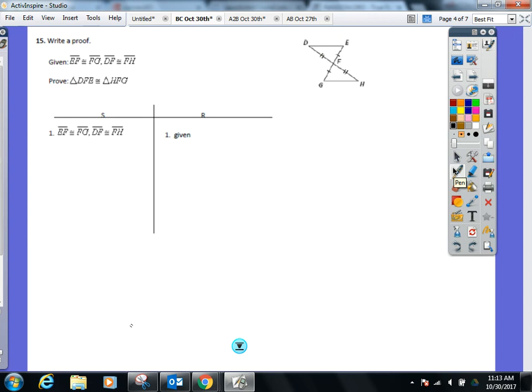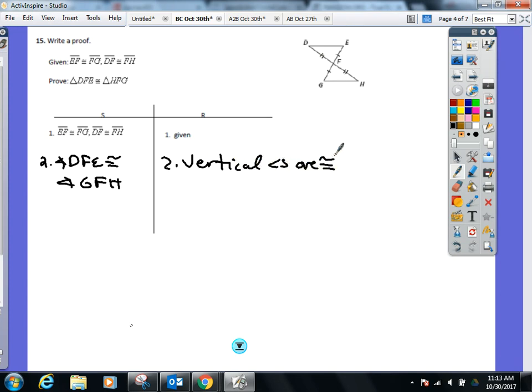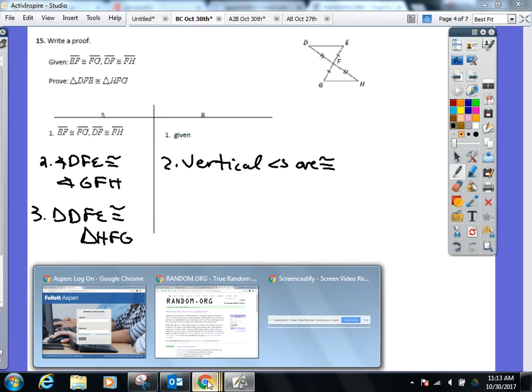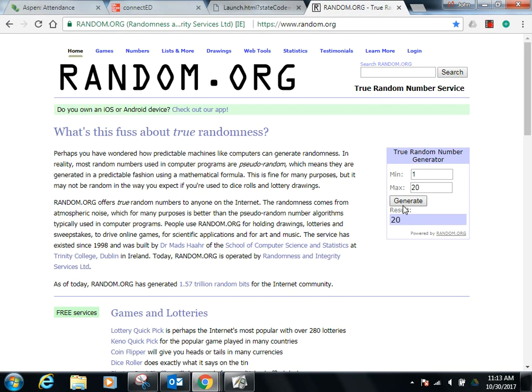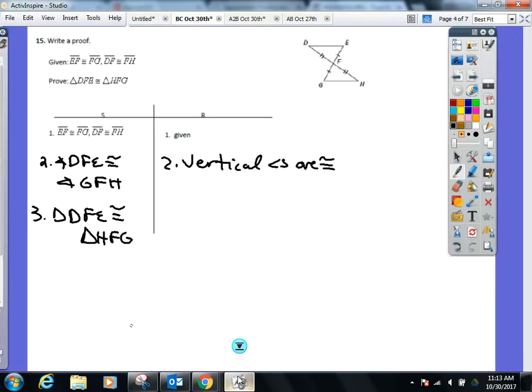Segment, angle, what are we talking about here? Angle, say them again. Yep, congruent to GFH because? There you go, those are vertical angles. That should give you enough information now to say the triangles are congruent. Triangle DFE congruent to triangle HFG by what method here? What method we looking at? Here we go, 20. Side angle side.